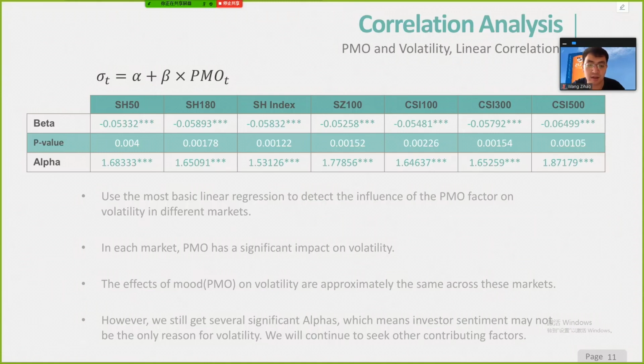Secondly, in every market, the value of beta is negative, which means investor pessimism is negatively correlated with stock volatility. In addition, we found that for different markets, the alpha value is significant, indicating that investor sentiment may not be the only factor affecting the volatility.